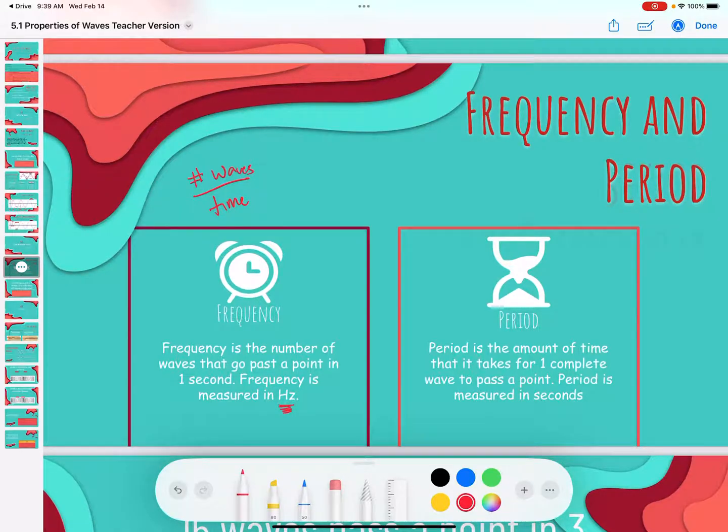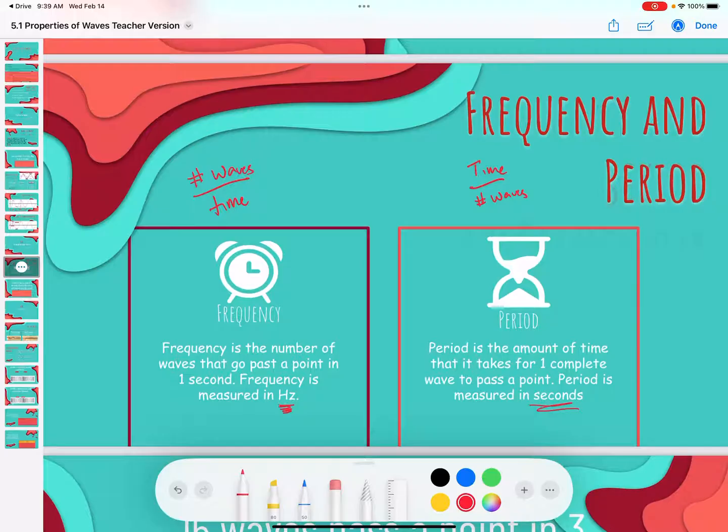If we want to talk about the period of a wave, the period is the amount of time that it takes for one complete wave to pass. And frequency and period are opposites. And so if I wanted to measure the period of a wave, I would take the time that I have and I would divide that by the number of waves. And this is going to be measured in seconds because I'm describing how long it takes for one complete wave to pass the point.